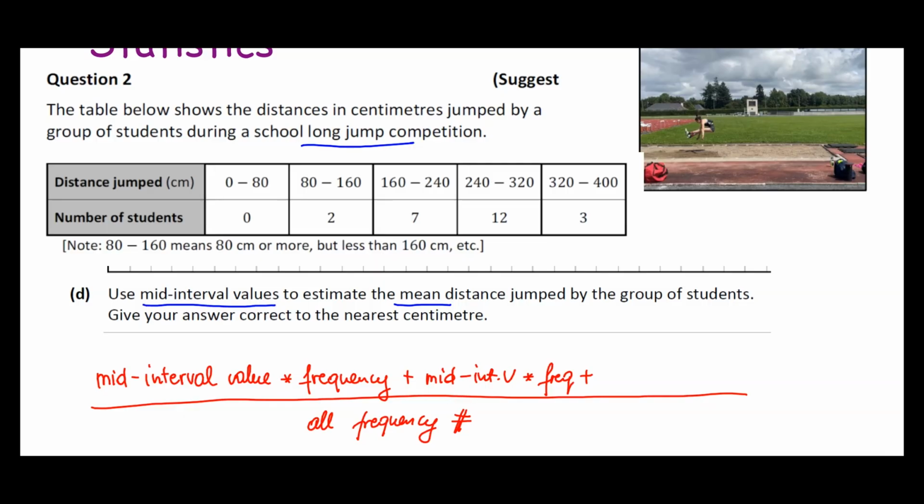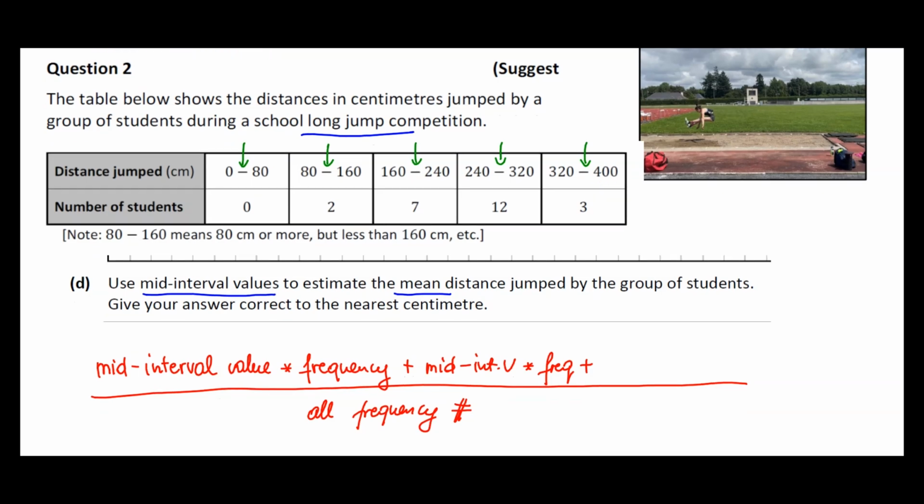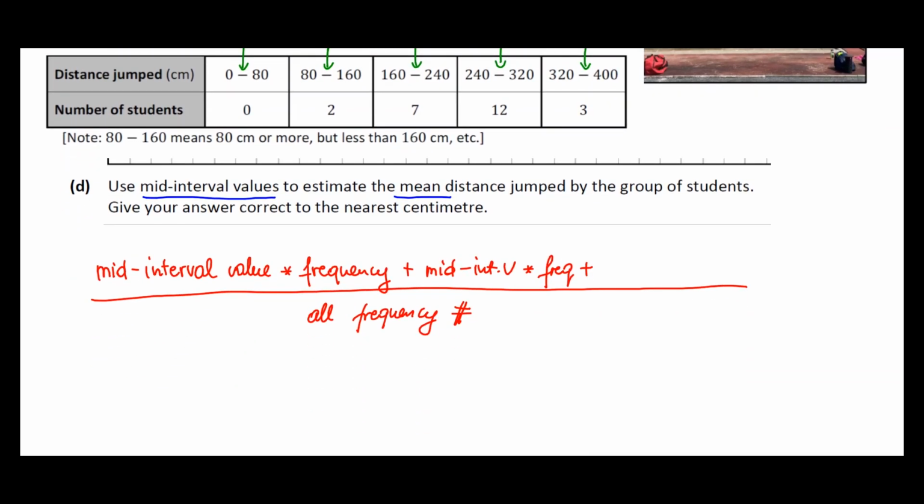So how do I get the mid-interval value? Basically, they are in the very middle of those two values. Some of you are very good at working out the mid-interval value without using a calculator. But if you are not, that's fine. I use a calculator as well. So you do 0 plus 80 divided by 2, and that gives you 40, your mid-interval value here.